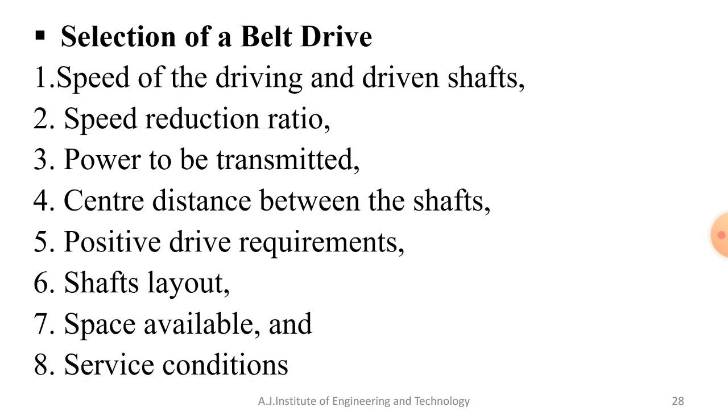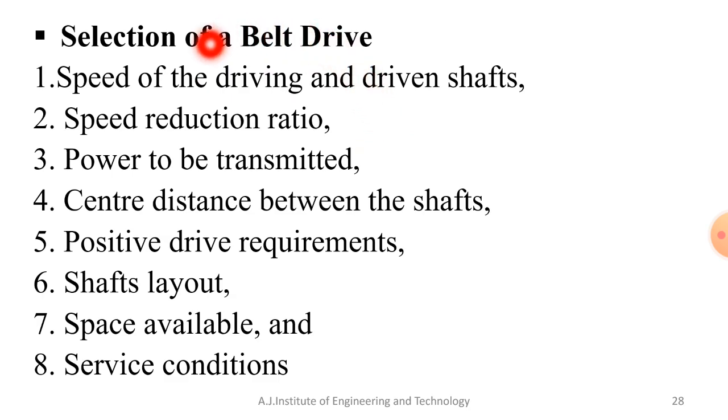So how can we select a belt drive? What are the factors that need to be considered? That is very important. There are 8 main factors. The first one is the speed of the driving and driven shaft. You should know the speed at which the driving and driven shafts are rotating, and the speed requirement for your application.